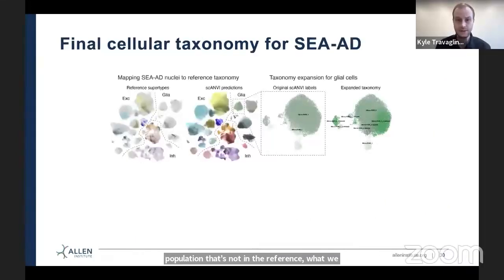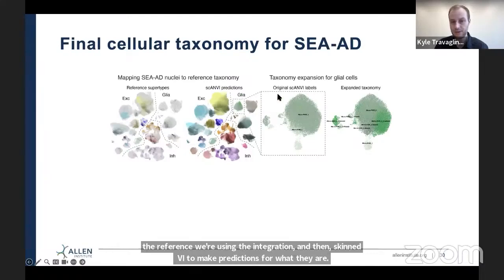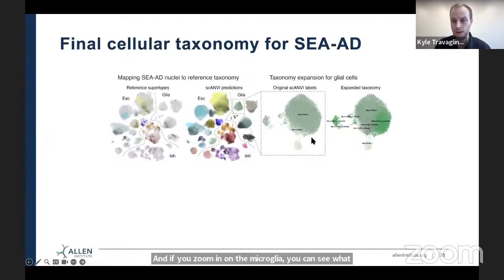And what that looks like in the context of CAD, I'm showing you here in gray all of the nuclei from CAD donors, and then colored nuclei are those that came from the reference. We're using the integration and then scANVI to make predictions for what they are. And if you zoom in on the microglia, you can see what the original predictions from scANVI were, and then how we've expanded that taxonomy. The reason we've done that is that in areas of the graph, there were just not a lot of reference cells. So in these arms right here, you can see two new populations that did not have a lot of reference cells in that part of the nearest neighbor graph. And so we added them to our taxonomy using a clustering based approach like the one I described.